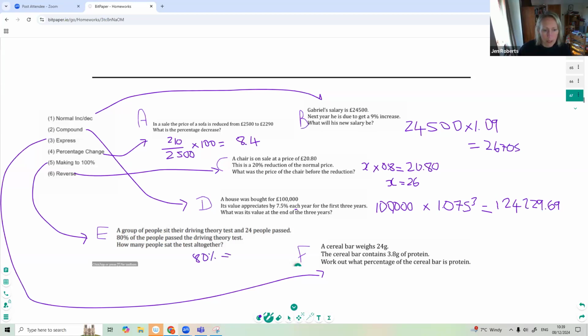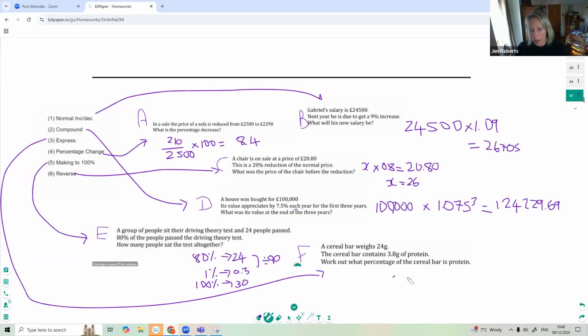We've got 80% is 24, represents 24 people. So what's 1%? What's 100%? Well, how do I get 1%? I'm dividing it by 80, right? 24 divided by 80 is 0.3. Times 100 is 30.